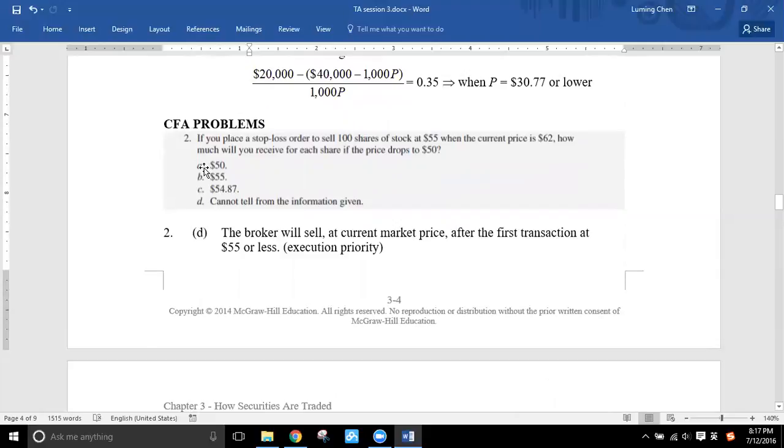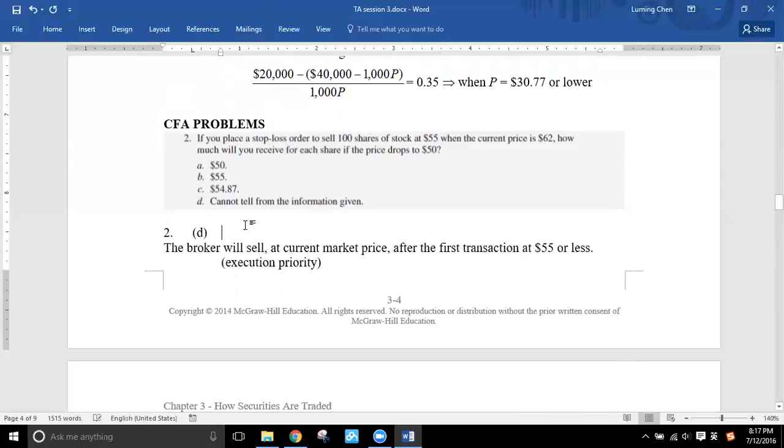CFA problems. Number 2, if you place a stop loss order to sell 100 shares of stock at 55 when the current price is 62, how much will you receive for each share if the price drops to 50? So if you place a stop loss order at 55, this is like a limit order, but it also incorporates the market order features. Which means that if the market price falls below $55, you want to sell as much as possible of the 100 shares. You want to sell them all.